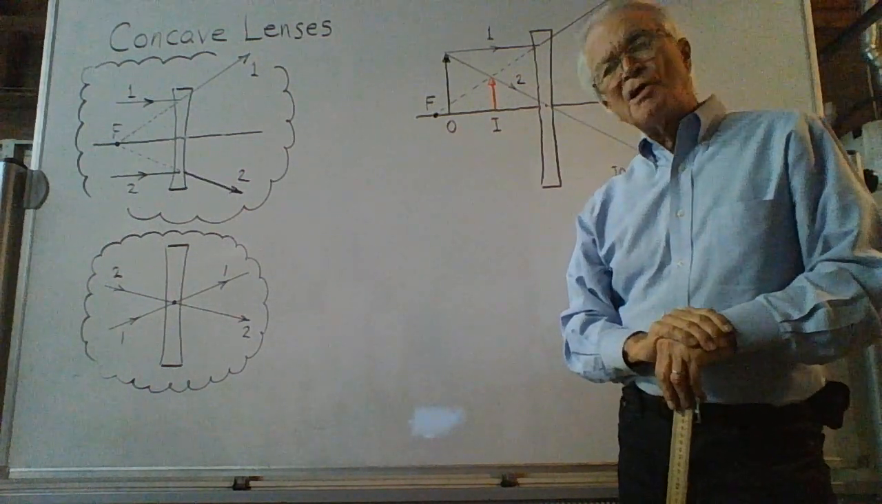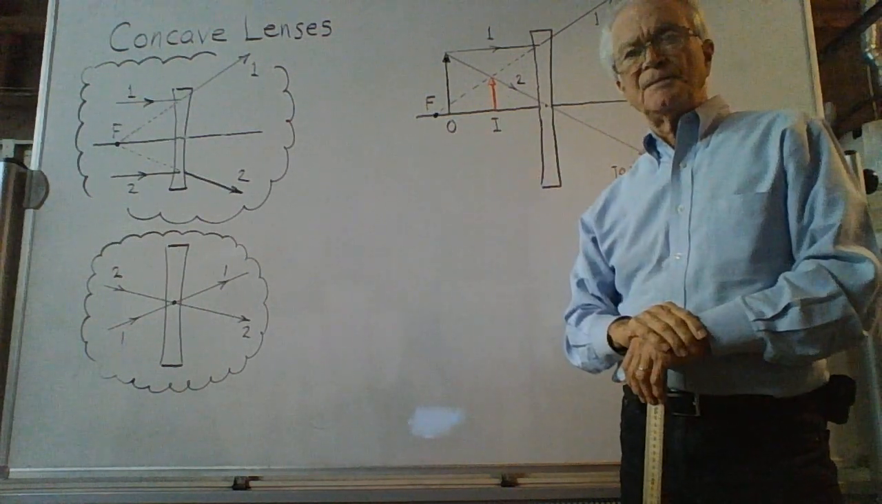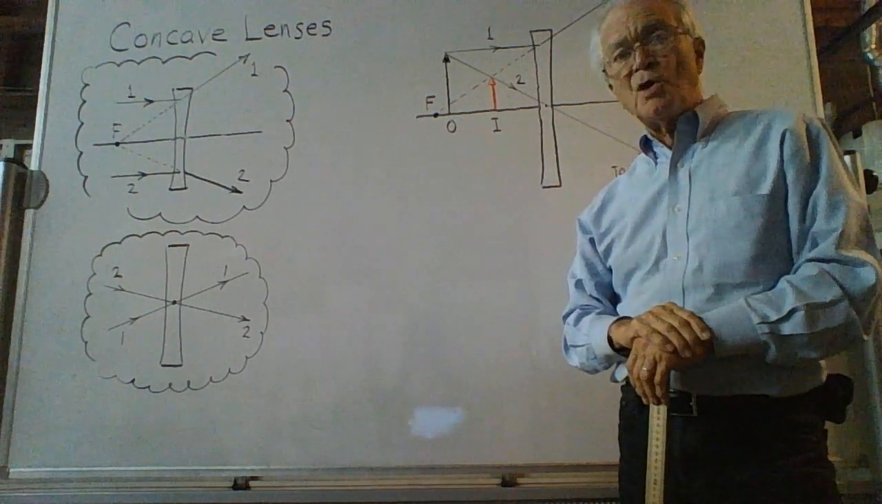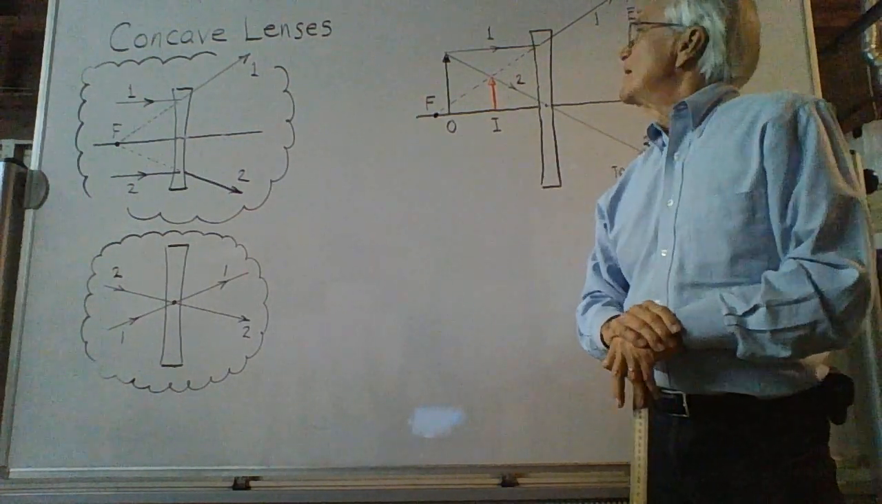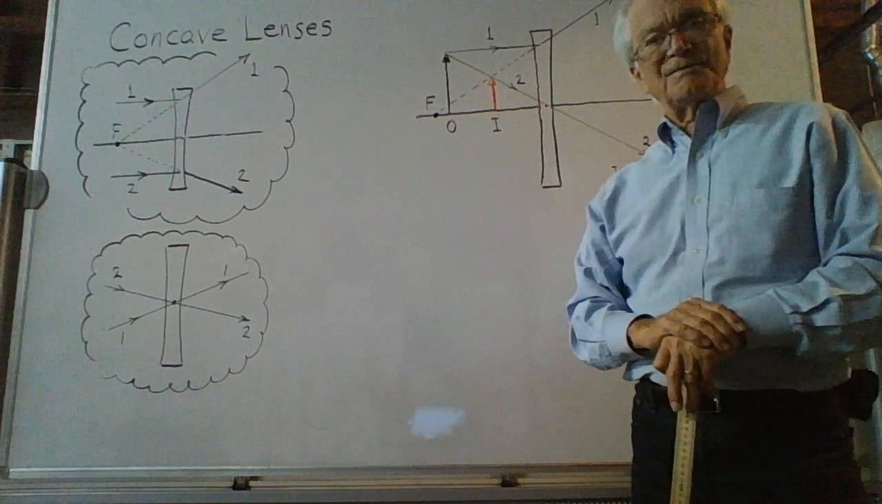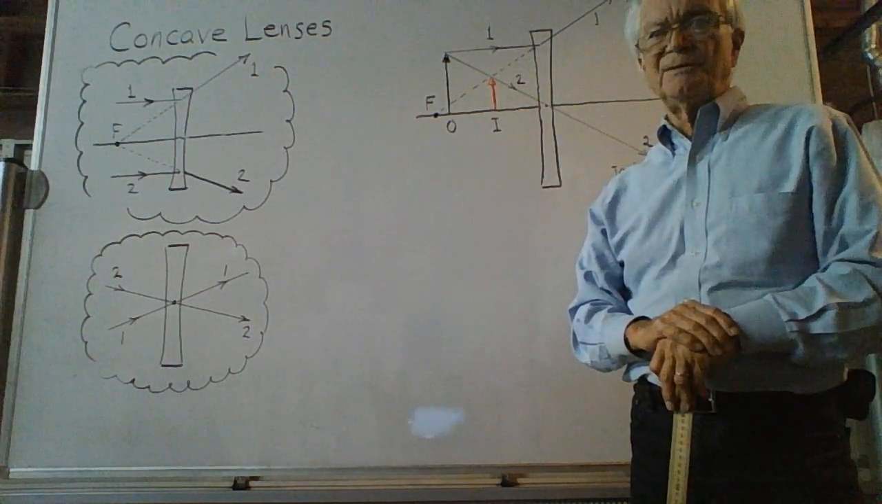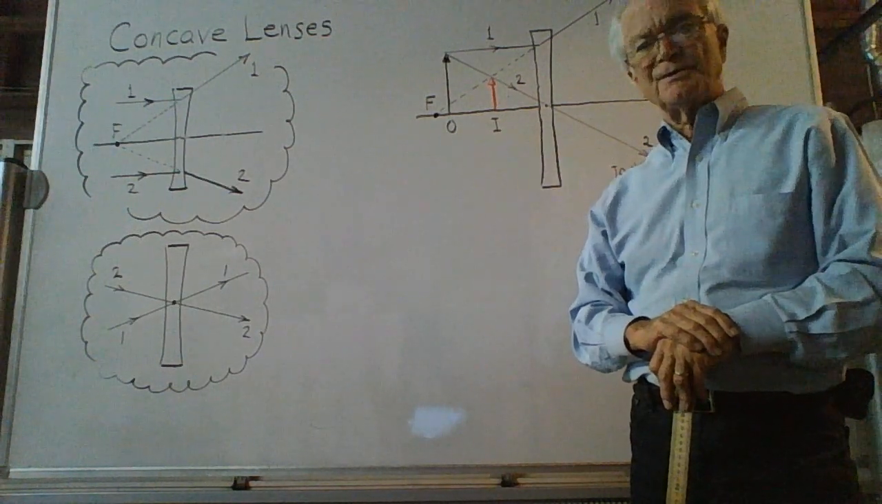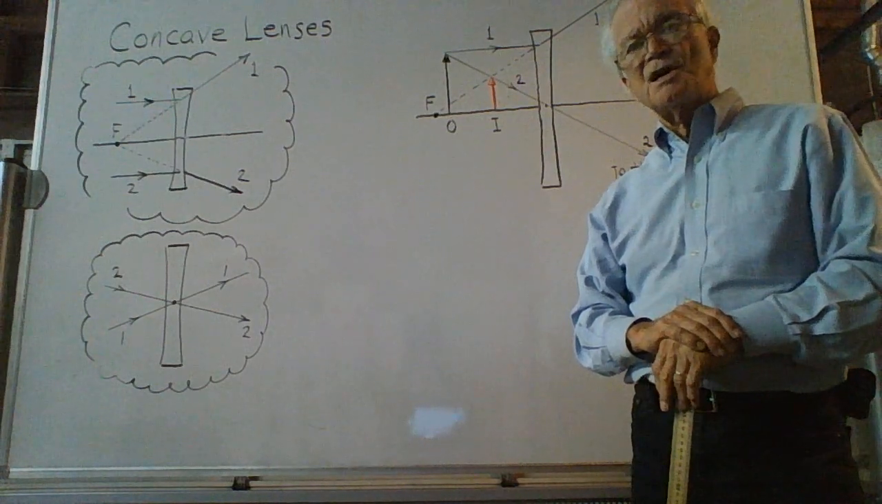All concave lenses form this type of image. The images are always upright no matter where your object is, and the image is always virtual, not real. And it's always shorter, as I may have already said. That concludes my discussion of concave lenses.